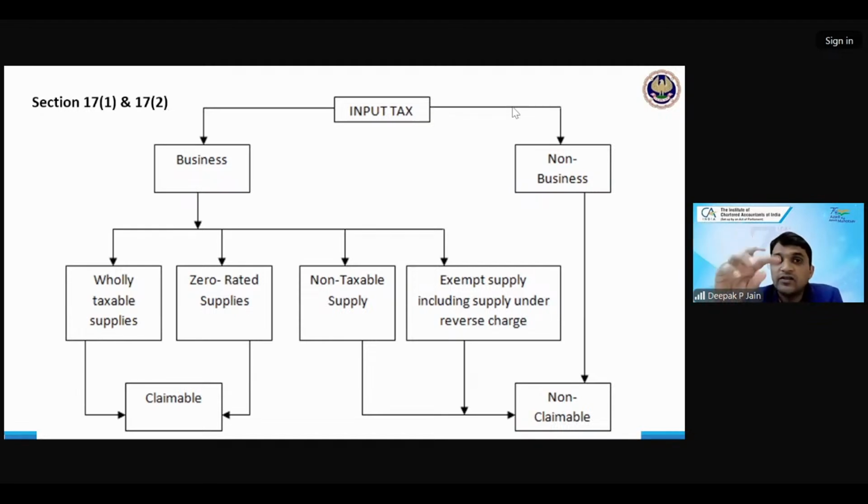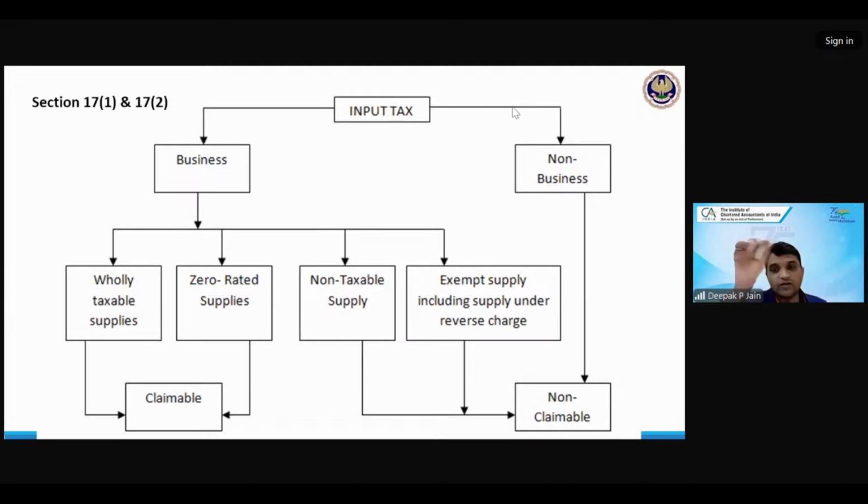And even in case of a zero rated supply, there is no tax payable. But the difference is, in case of a zero rated supply, input tax credit is available to you. But in case of an exempt supply, input tax credit is not available, because when the government gave you the credit, they expected that you will generate something. Now, when you are not generating any revenue for the government, it is saying reverse the input tax credit.